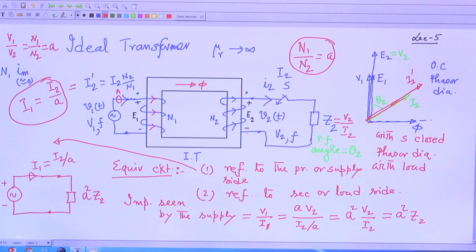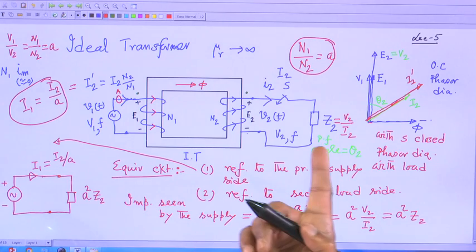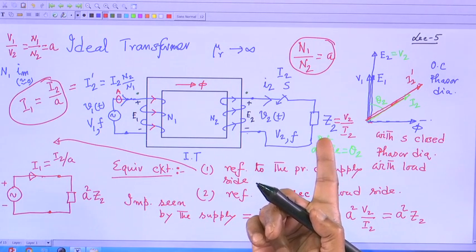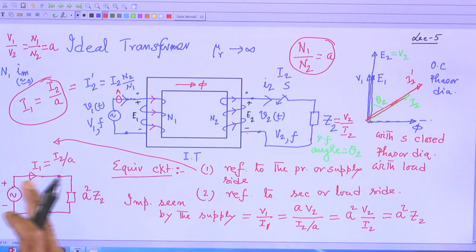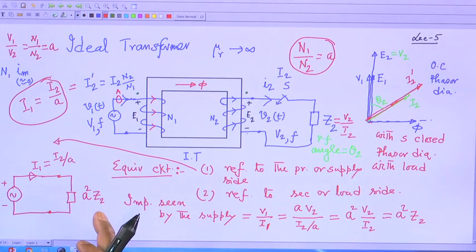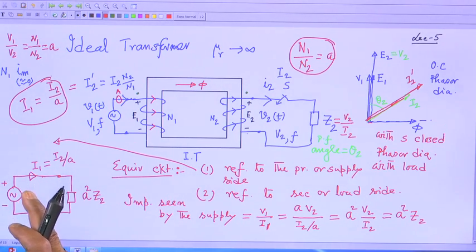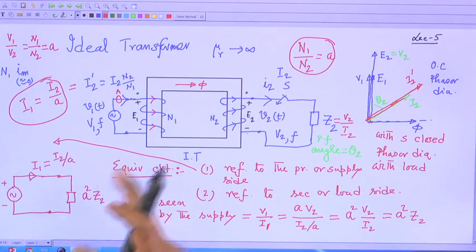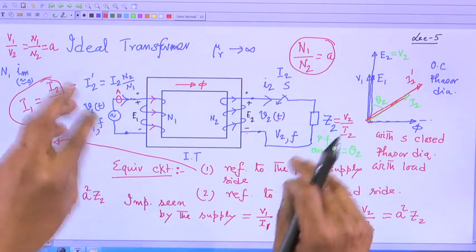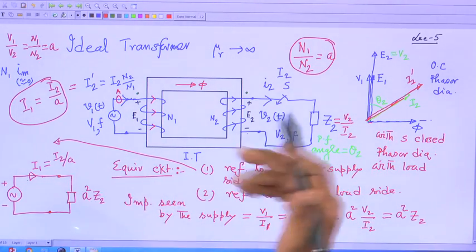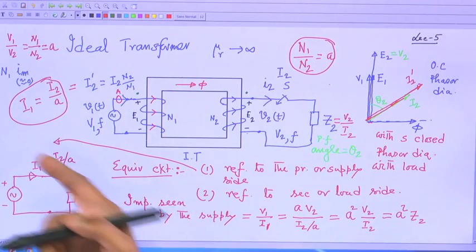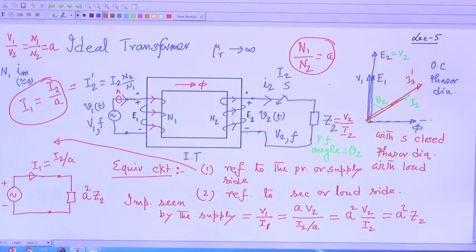What is that? Draw the equivalent circuit referred to the primary. If there is Z2, any impedance on the secondary side, multiply it with a square. What is a? a is N1 by N2, the turns ratio, and then solve this simple circuit, V1 by a square Z2, and you will get I1. Then you ask yourself, okay, I have to solve this circuit, currents in every part of this circuit. Then what do you do? I1 is known, you can easily say what this I2 will be, because there is a definite ratio between I1 and I2.